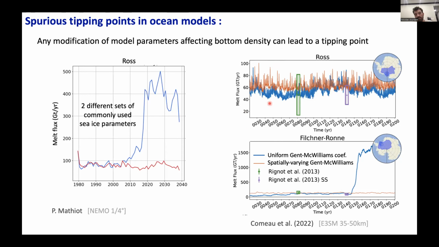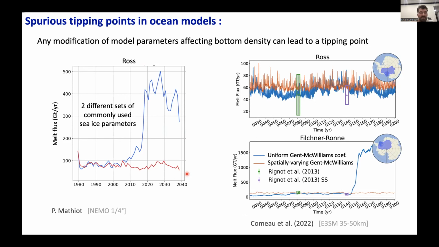So you have here examples from two papers. On the right, you have a plot that was done by Pierre Mathieu using NEMO at 1/4 degree. And these are two different simulations. So this is a meltwater flux, the melt flux from Ross ice shelf. And each curve is for a different set of model parameters. And the only difference between the two is a few values of the sea ice parameters. More specifically, there are different drag coefficients between ocean and sea ice and different snow conductivity over sea ice.